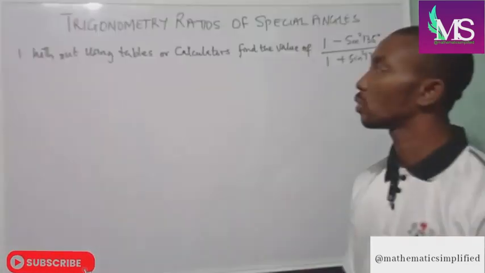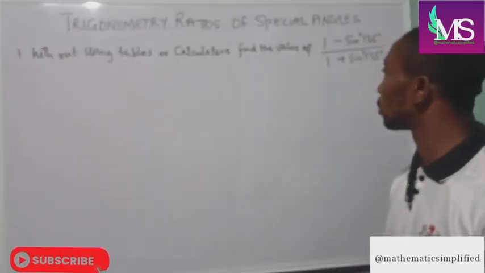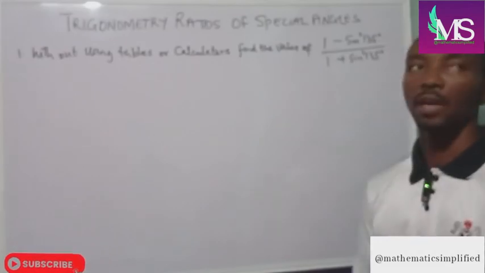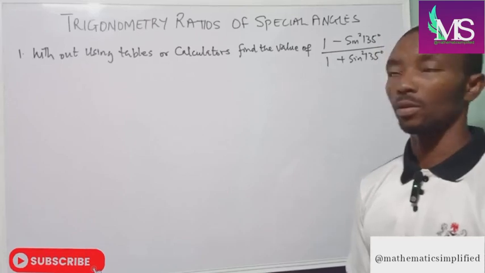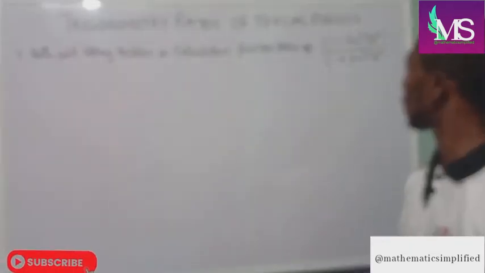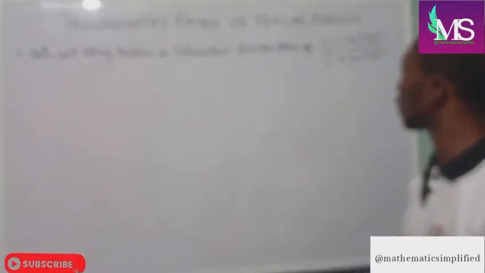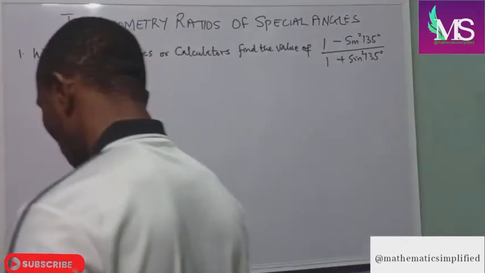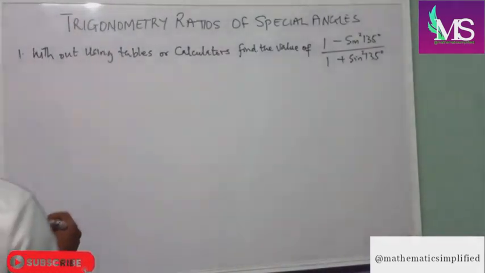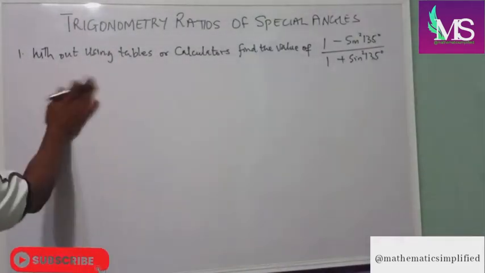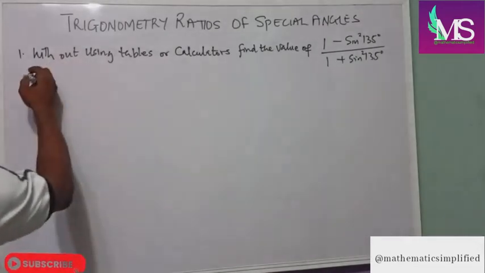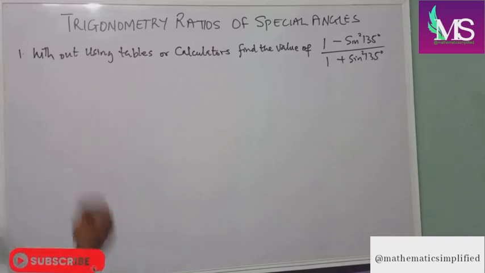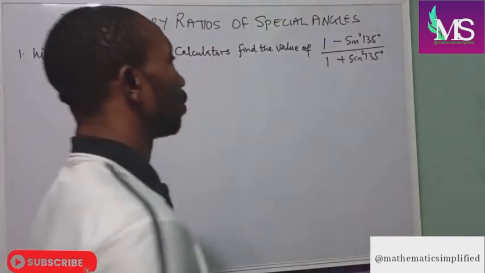Our first question says, without using tables or calculators, find the value of 1 minus sine squared 135 degrees over 1 plus sine squared 135 degrees. Now, in doing this, for us to find our 135, we need to know what quadrant our 135 degrees is in.